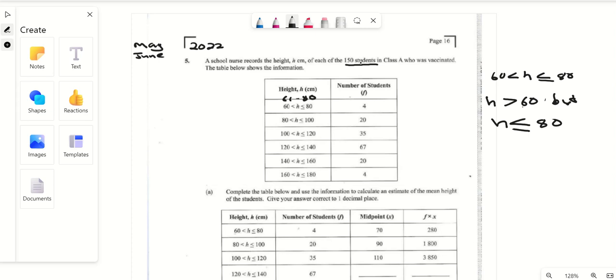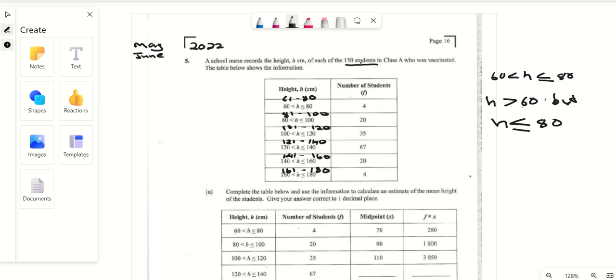Same thing, this is 81 to 100. This is 101 to 120. This is 121 to 140. This is, I don't want to say 141. Anything that is more than 140, that could be 0.1, 0.2, 0.3, 0.4. Anything that is more than 140, right? 141 to 160. This one is 161 to 180. Right? That's the range. That's what they mean here.